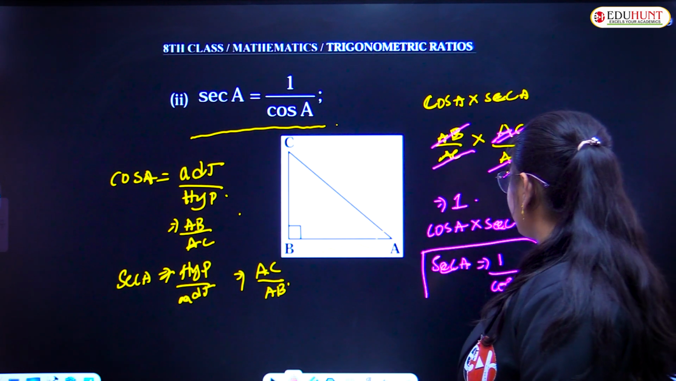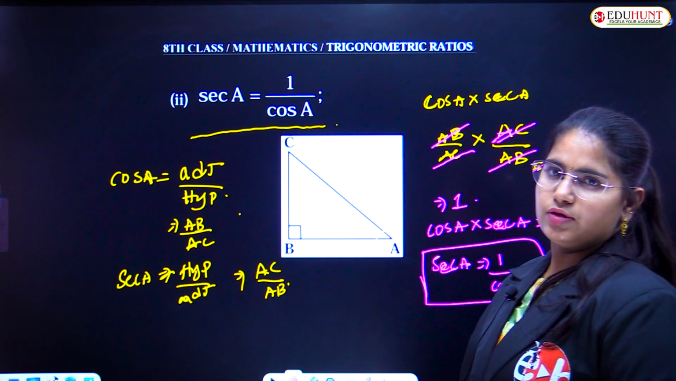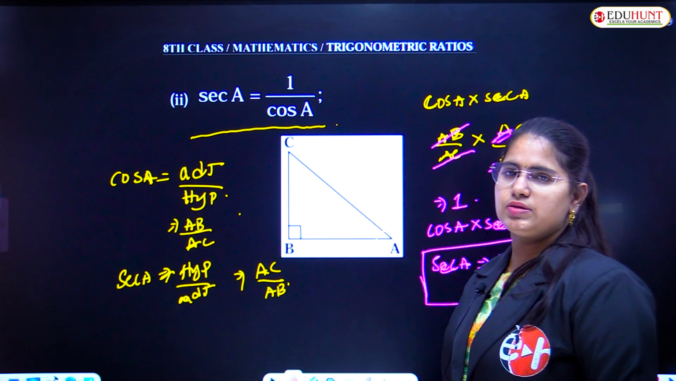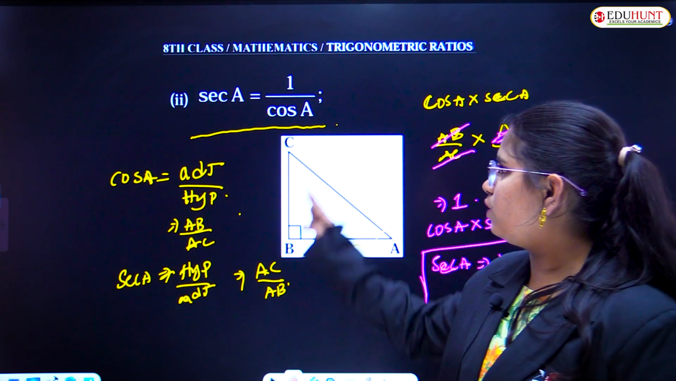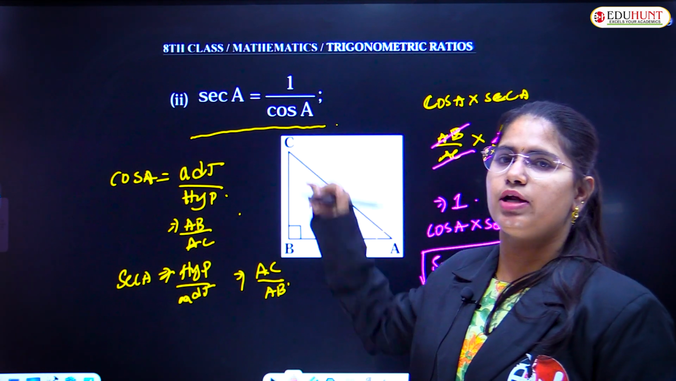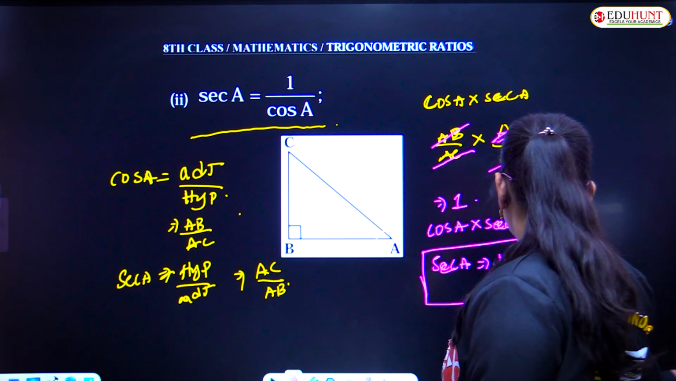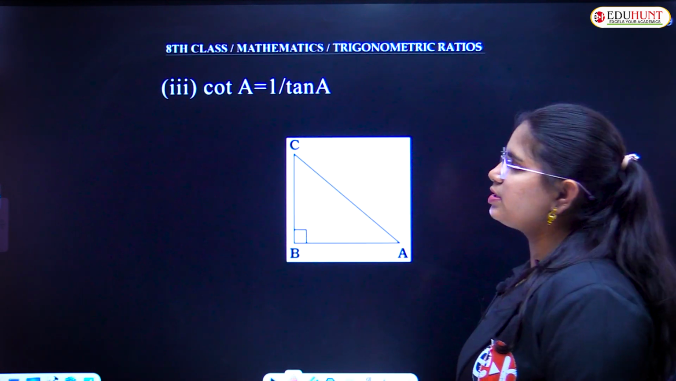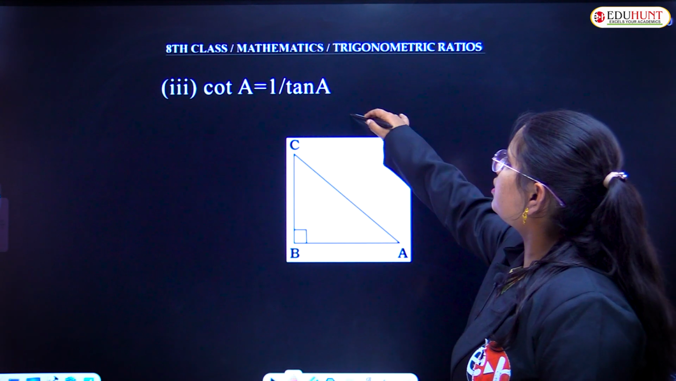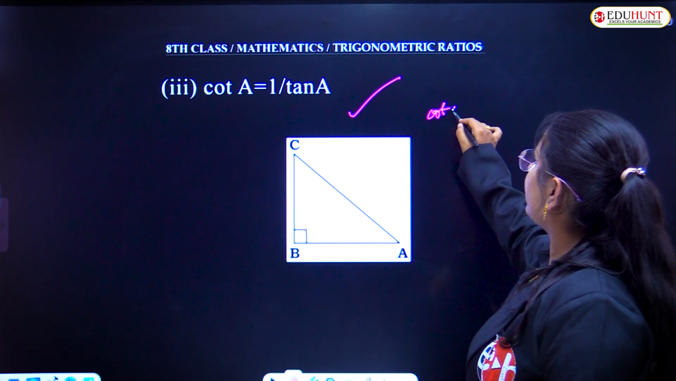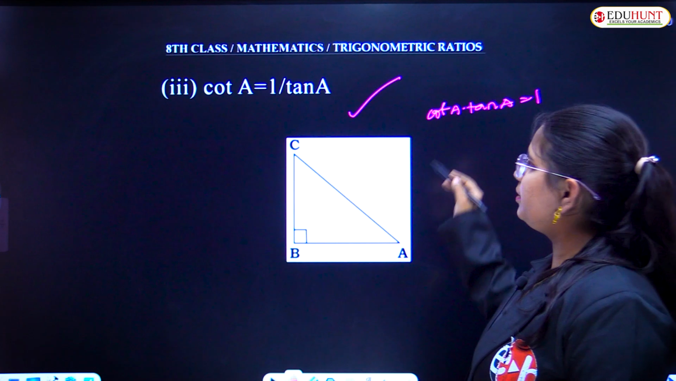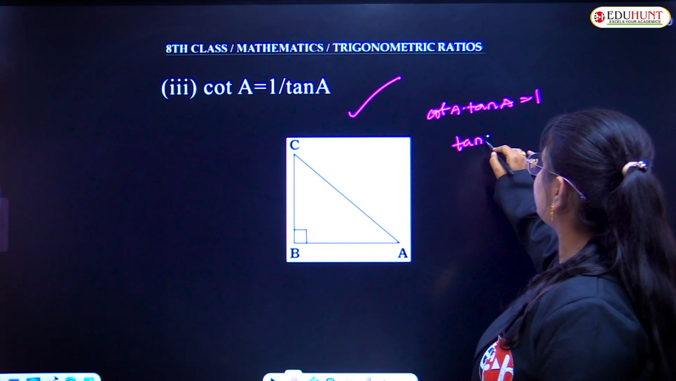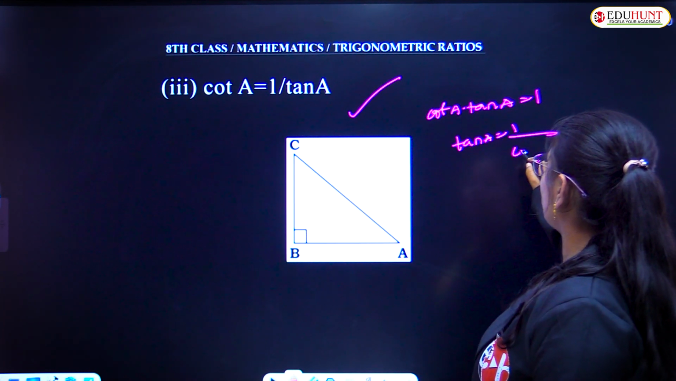This is the other reciprocal function. The first reciprocal function: sin A is equal to 1 by cosecant A. The second one is secant A is equal to 1 by cos A. Now, what will be the third reciprocal function? Obviously, cot A into tan A is equal to 1. That means tan A must be equal to 1 by cot A.